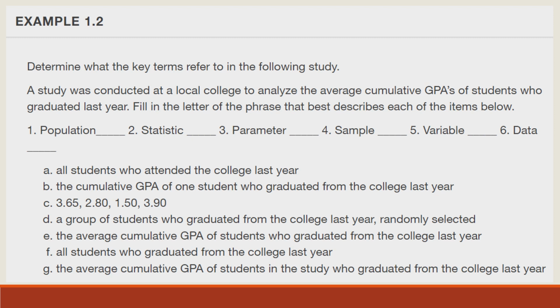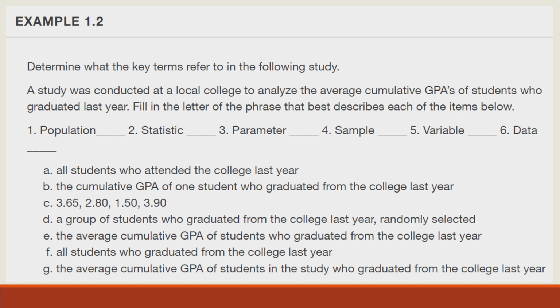A is all students who attended the college last year. B is the cumulative GPA of one student who graduated from the college last year. C is 3.65, 2.80, 1.50, 3.90. D is a group of students who graduated from the college last year, randomly selected. E is the average cumulative GPA of students who graduated from the college last year. F is all students who graduated from the college last year. And G is the average cumulative GPA of students in the study who graduated from the college last year.